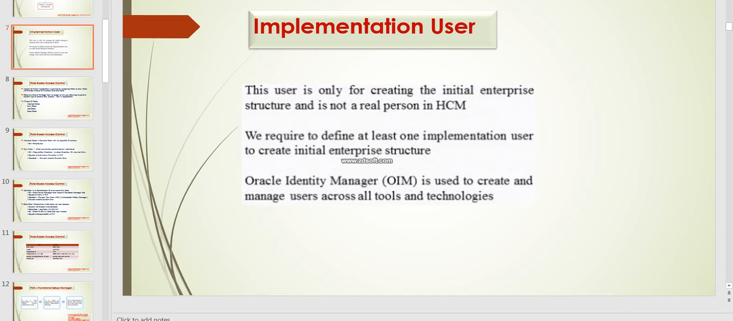See, yesterday, in the last two classes, we discussed how we created one implementation user. Mainly, an implementation user we have to create from IDM, and business users, employee users, we have to create from the HCM module. At least one implementation user is required to create the initial setups. Why? Because the consultant has to do the setups, right? So we have to create at least one implementation user, and it will be created from OIM, Oracle Identity Manager.